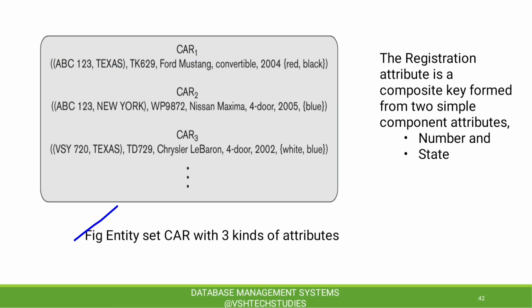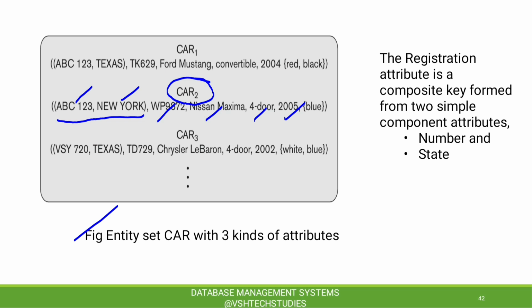Next, the car entity 2. This is the composite attribute registration ID value having two parts: the state code value, that is New York, and the number value, that is ABC 123. This is the vehicle ID value WP9872. This is the car model value, that is Nissan Maxima. This is the car make value, 4 door. This is the car year value, that is 2005.